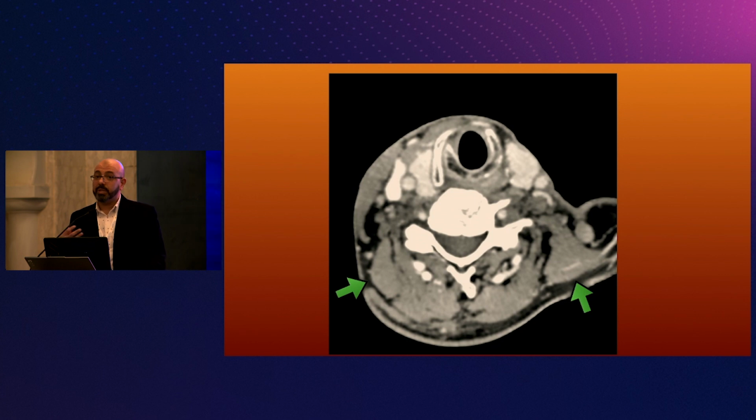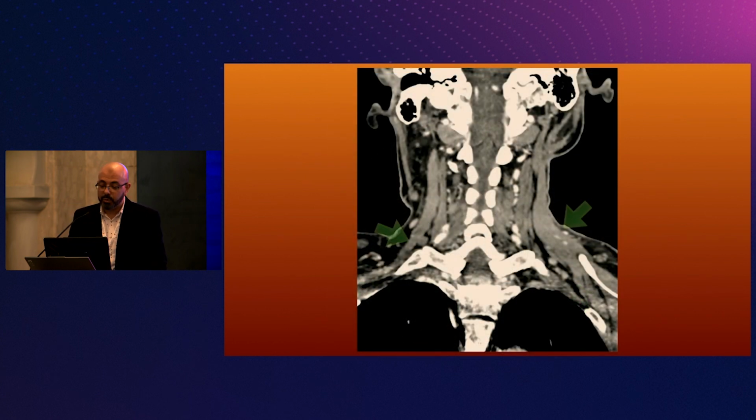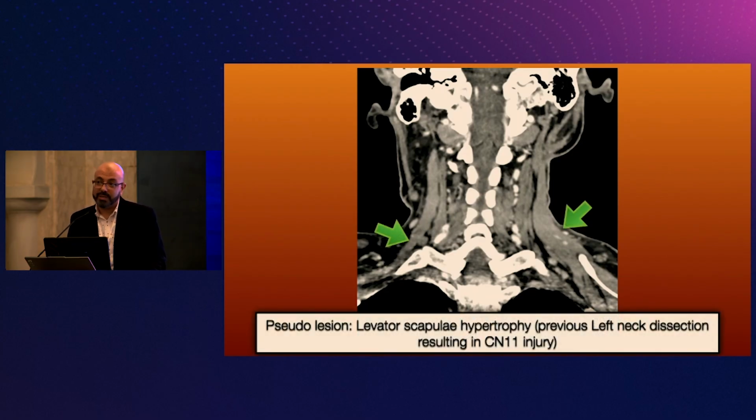These patients can present with a pseudomass or a lump on the same side. And you can see here the difference between the levator scapulae on both sides. So this is actually not a mass. Don't biopsy it. It's normal. So this was just a pseudo-lesion.